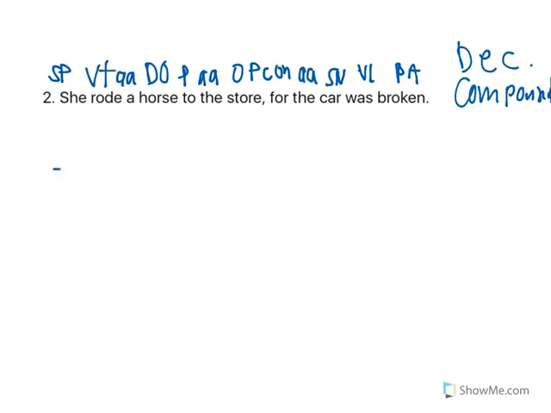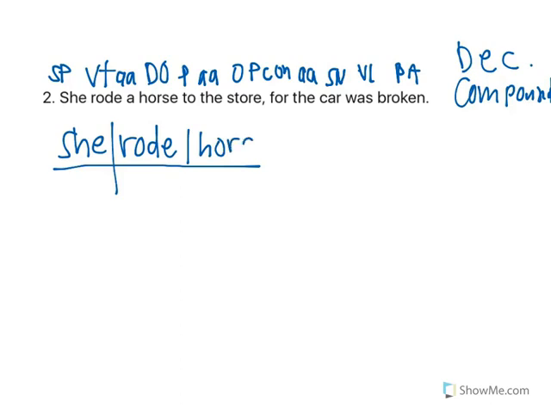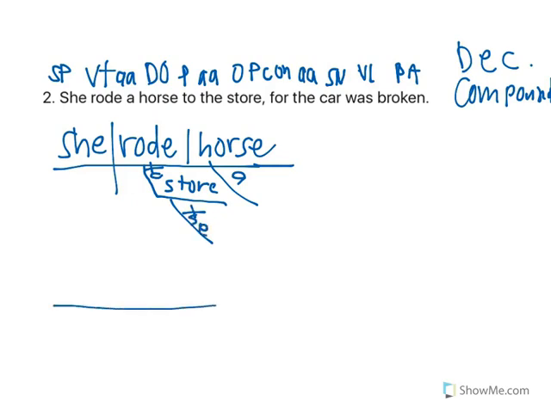Okay, so now we're going to diagram. It's not very different from our normal diagramming. Rode what? Horse. Which horse? A horse. Rode where? Rode to the store. Okay, sorry, a little sloppy.